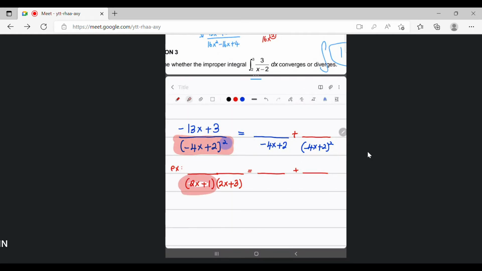So, tengok pada the first factor dulu. 2x plus 1. Tengok di luar bracket. Ada power tak? Tak ada. Tak ada power kan? Ni power kat sini. Tak ada kan? So maksud dia non-repeated. So kalau non-repeated, dia seorang-seorang dia lah dekat dalam sini. Okay. And then, tengok pula the second factor. Ada power tak? Tak ada. So bila tak ada, dia seorang je lah dekat sini.